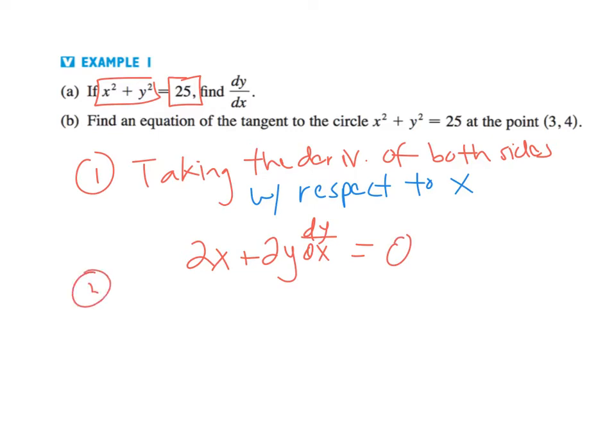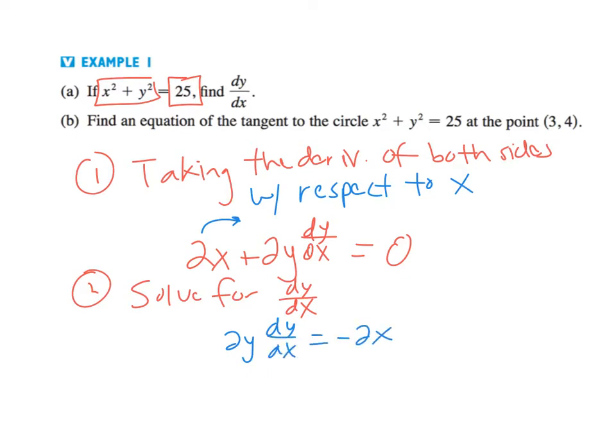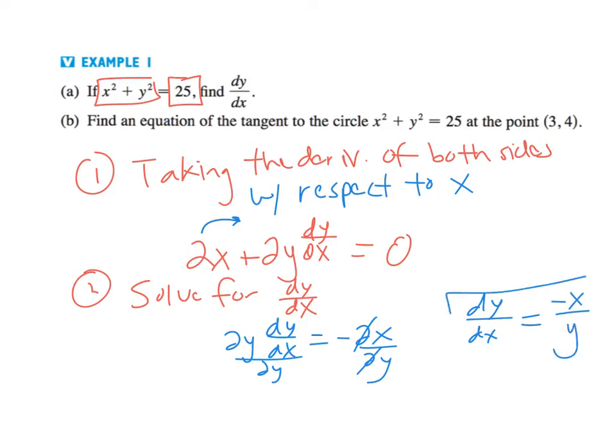The second step would be to solve for dy dx. If I were to try to solve for dy dx here, I would try to get it by itself. And so I would subtract that 2x term to the other side, and then to get the dy dx by itself, I would have to divide both sides by 2y. And so my final answer, dy dx, would equal, well, notice the 2's cancel, and you're left with negative x over y. And that is our dy dx, that's the derivative.